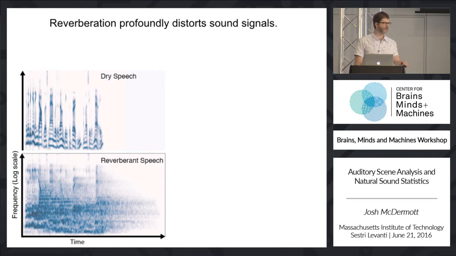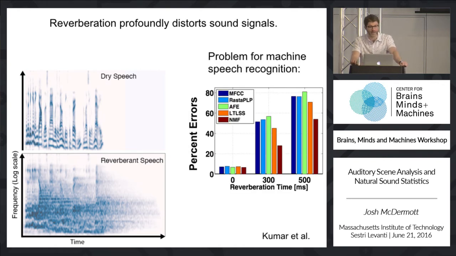Father forgot the bread. All right, so it's profoundly distorted, but the remarkable thing is that you're sitting here listening to me and you can basically understand what I'm saying, and you could probably understand that speech signal as well, right? So humans are really remarkably robust to this very pronounced type of distortion. But it's a big challenge for automatic speech recognition.